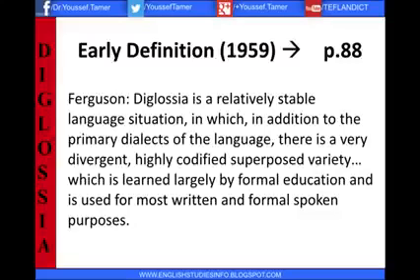Can you close the window? Can you close the window? I don't want this to be recorded in the lecture and put on YouTube. Strange university. Yeah.